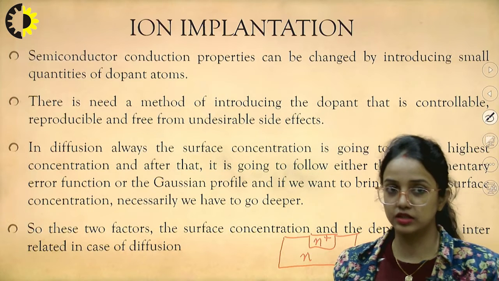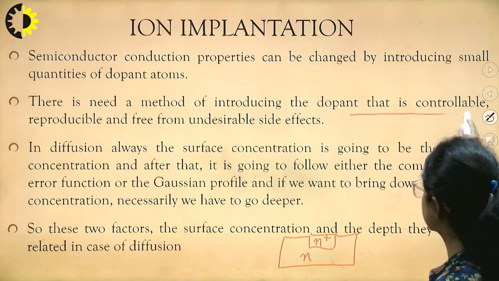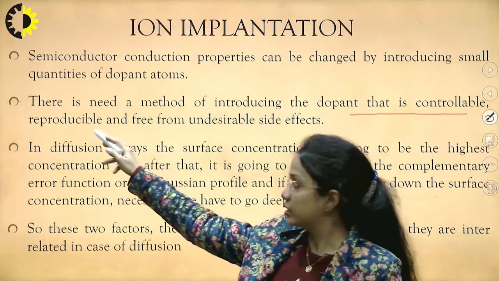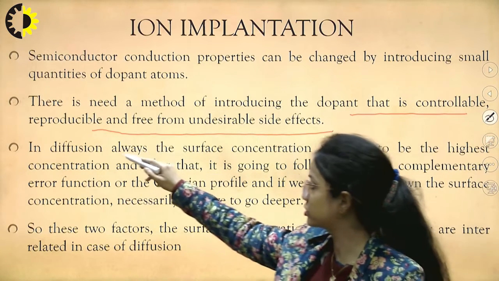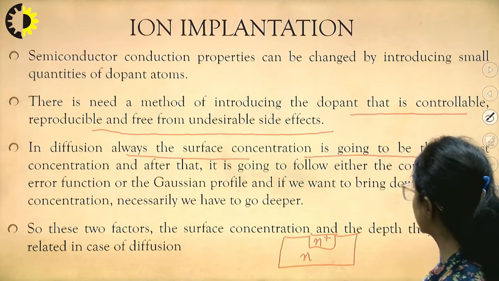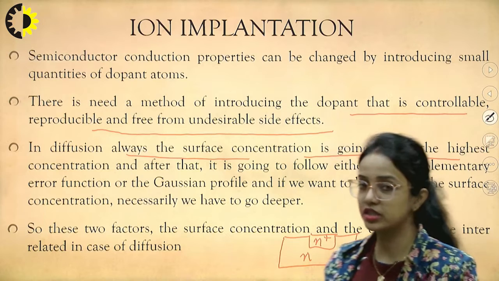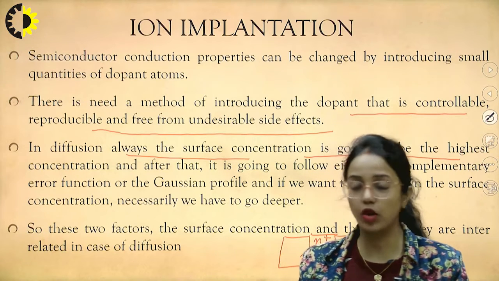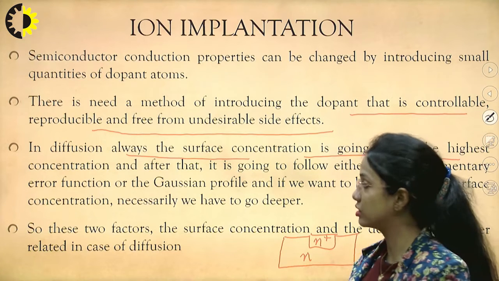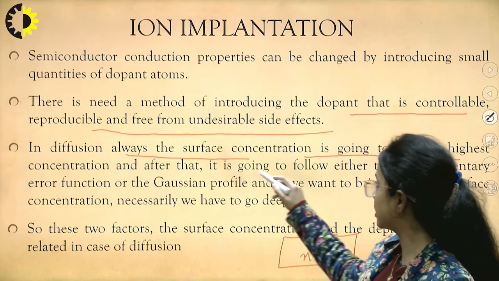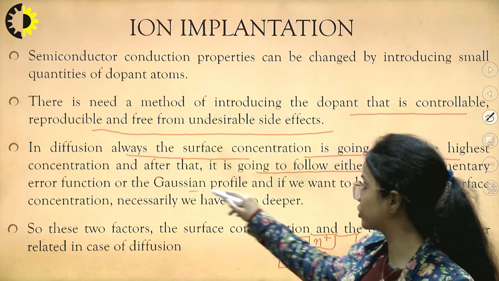So, we are able to change the conductivity. There is a need for a method of introducing dopant that is controllable, reproducible and free from undesirable effects. In diffusion, the surface concentration is always going to be highest. As we studied previously, in the process of diffusion, the concentration of the dopants is highest at the surface. After that, it is going to follow either the complementary error function or a Gaussian profile.